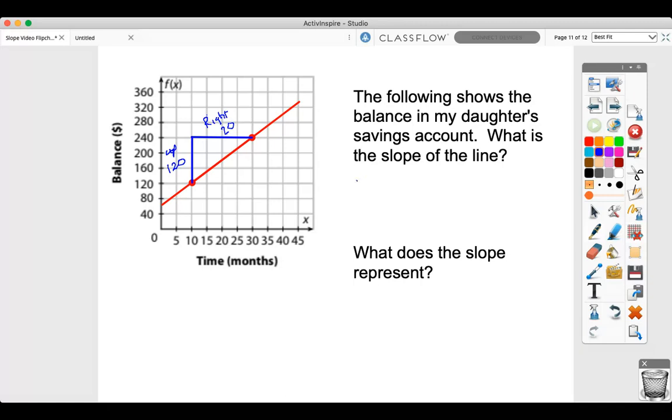When we calculate the slope, remember the slope is the change in y over the change in x. So we went up 120, which is positive 120, over we went right 20, which is positive again. 120 divided by 20 gives us a slope of 6 when we reduce it. So a slope of 6.